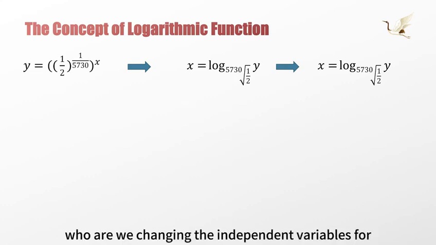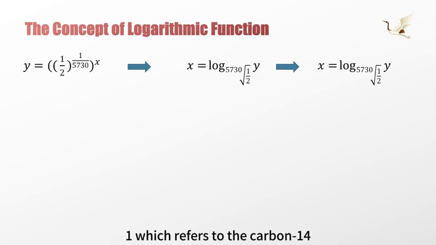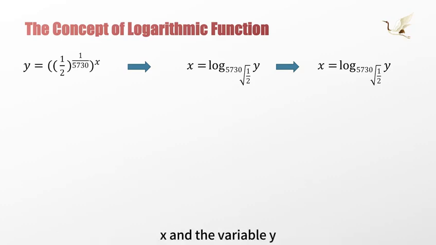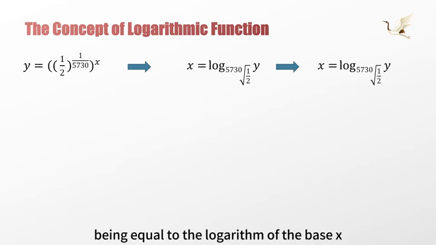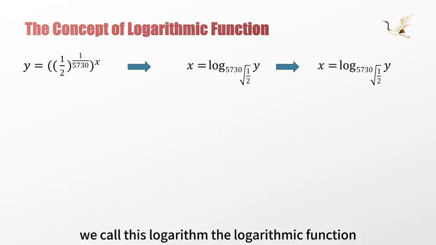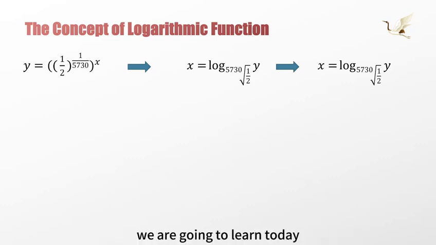Who are we changing the independent variables for? The carbon-14 content of the unearthed cultural relics. Calculate the time of its excavation based on the changes in its content. Next, we need to study this. Because we are accustomed to calling the independent variable x and the variable y, changing the names results in y equal to the logarithm of x with that base. We call this the logarithmic function we are going to learn today.